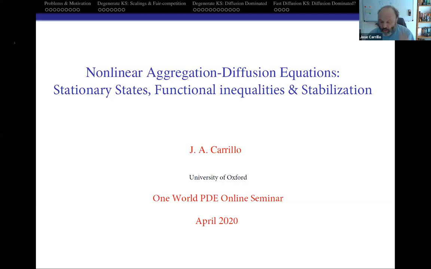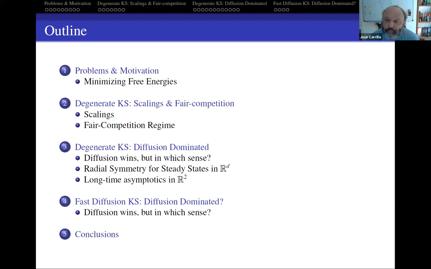Okay, so today I will start by doing a brief summary of things that I have done in the latest years in the understanding of aggregation diffusion equations. And there will be a part which is much more recent in the direction of understanding the fast diffusion range of these problems. Let me start by setting up the questions and some of the open problems and some of the main results that we have done in this direction.